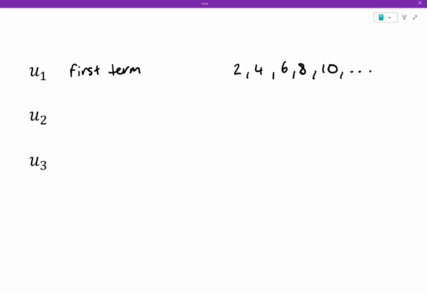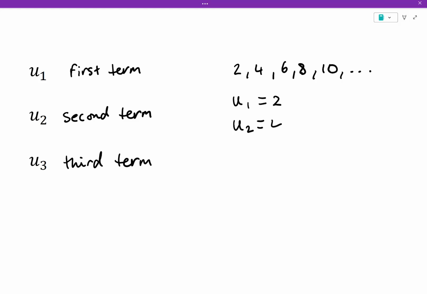to indicate it goes on forever. We could say that U1 would be equal to 2 because that's the first term in the sequence. Then U2 would logically be the second term, and then U3 would be the third term. So going back to my sequence, we would say that U2 is equal to 4, U3 is equal to 6. Sometimes this is called subscript notation because this little number down here is a subscript.